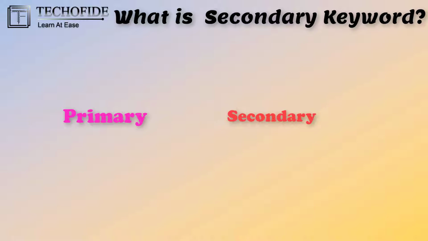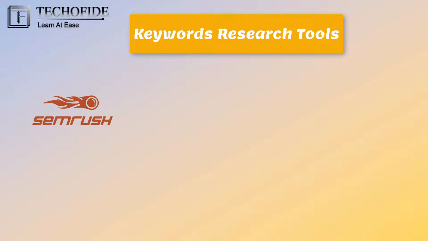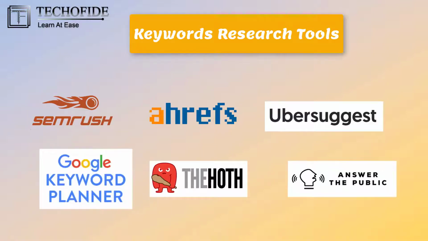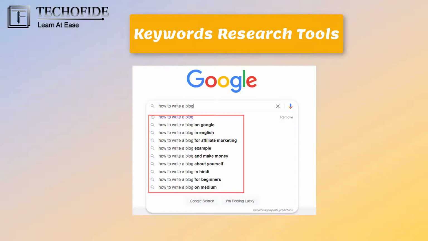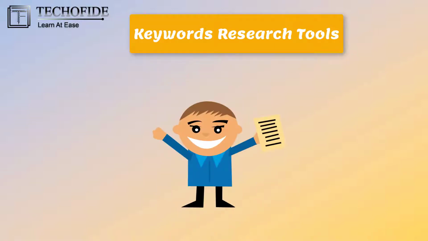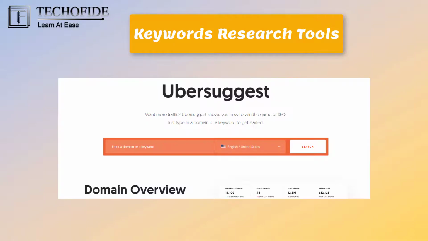So to find a good keyword, there are many tools available on the internet like SEMrush, Ahrefs, Ubersuggest, Google Keyword Planner, The Hoth, Answer the Public, and much more. You can even use Google autocomplete recommendation as your keyword. But most of the tools which are present in the market are not free. Today I will show you the best free tool you can use for your keyword research. Ubersuggest is the best tool which provides you highly searched keywords and their details for free.